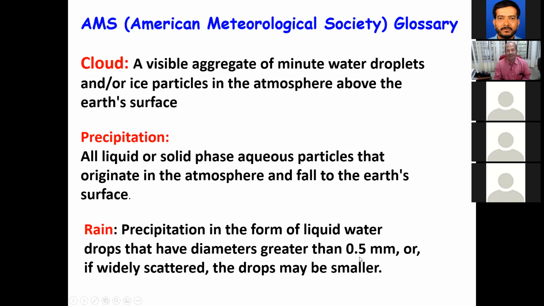Anything which is not held up by the updraft and is able to escape and come towards the ground is called a raindrop. And if widely scattered, the drops may be smaller. Normally, more than 200 micron, above 0.2 millimeters, that particle becomes a rain droplet.